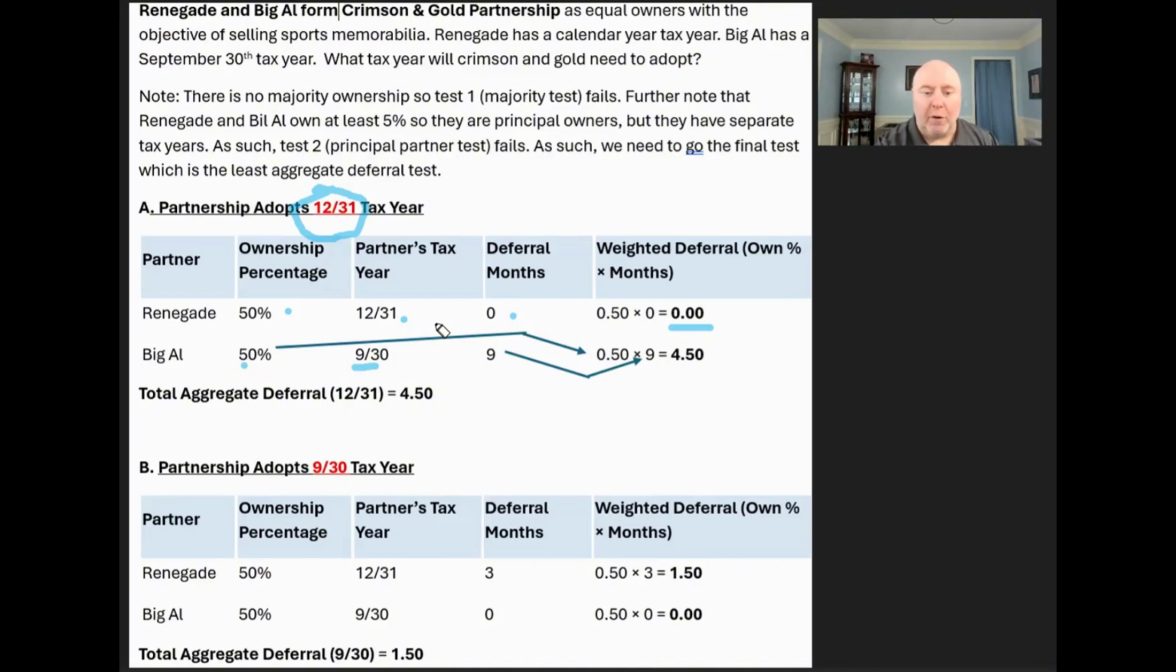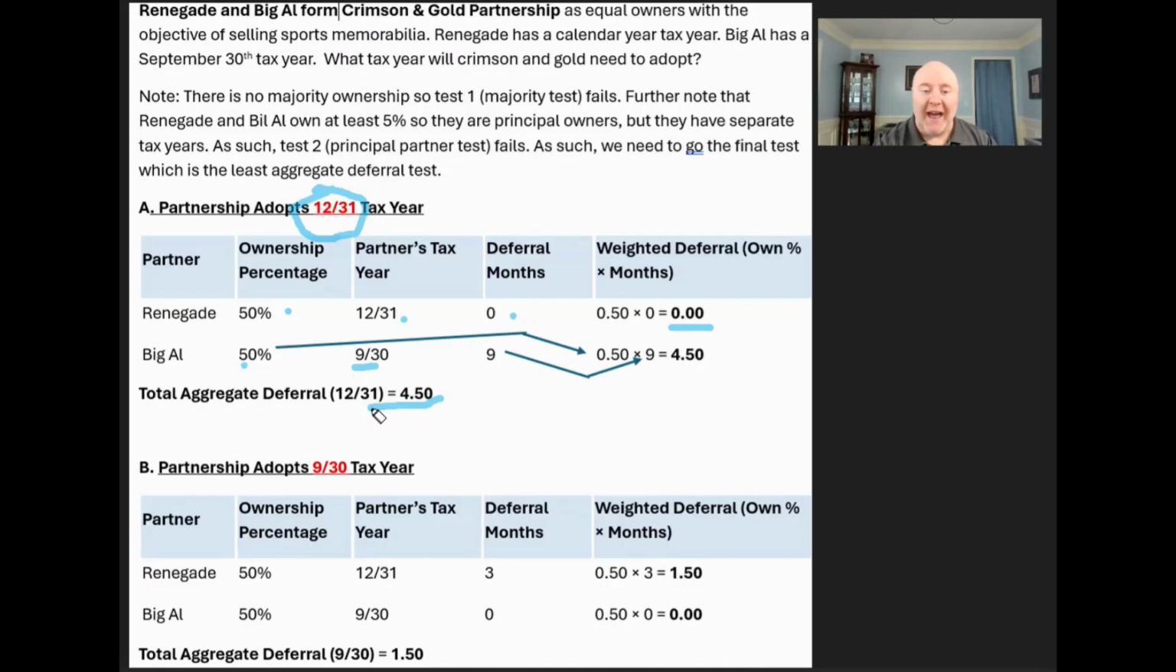Well, what we do is we take that 9 months, and you can see here's our formula. We take the 50% ownership that Big Al has times our 9 months, and that comes out to 4.5. So we add those together and we have a total aggregate deferral of 4.5. Now, in this test, what we're trying to do is get the least aggregate deferral. So we now know what happens if the partnership adopts a December 31st tax year.